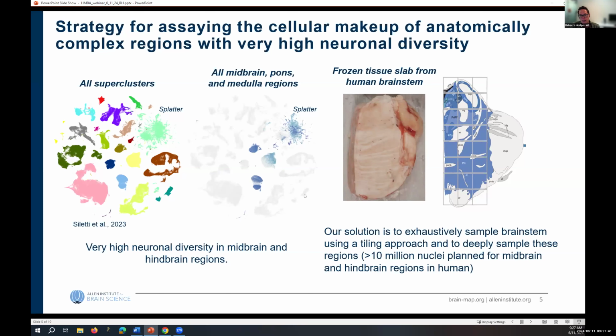We also plan to very deeply sample these regions. For example, in human, we're aiming to sample roughly 10 million total nuclei across all of the donors that are included in the study, so that we can ensure that we really capture the complete diversity of neurons in these complex brain regions.